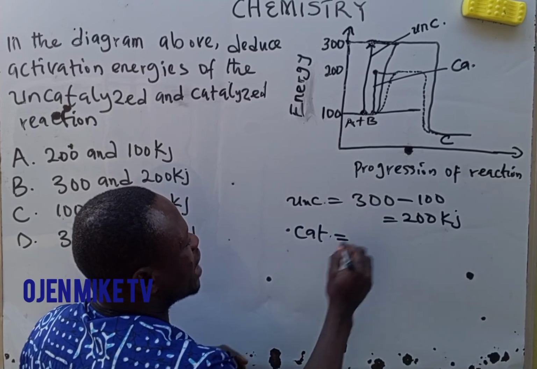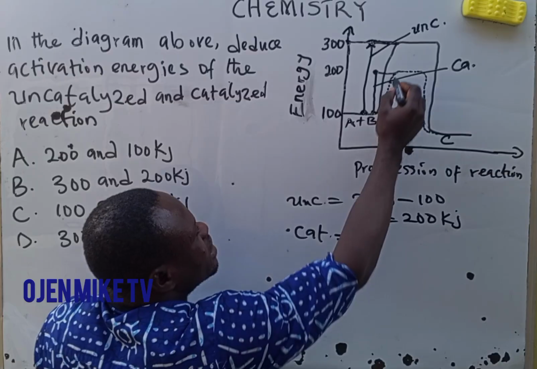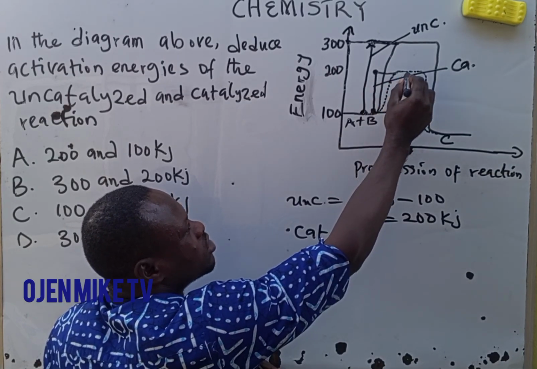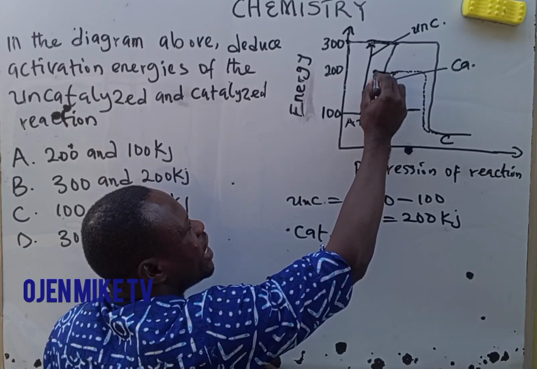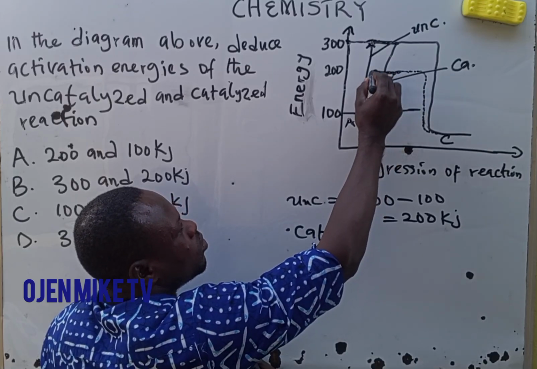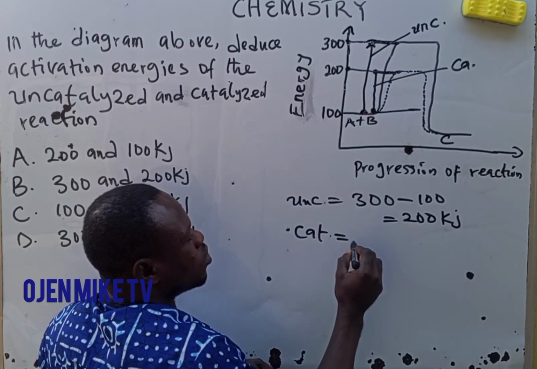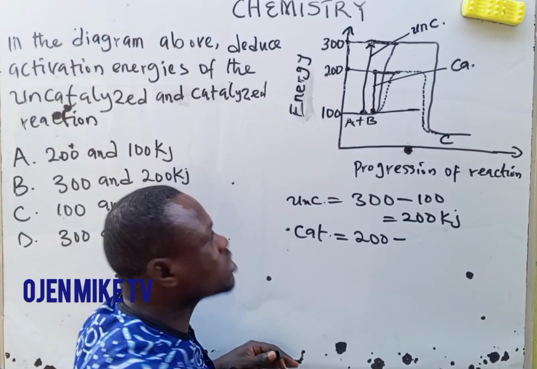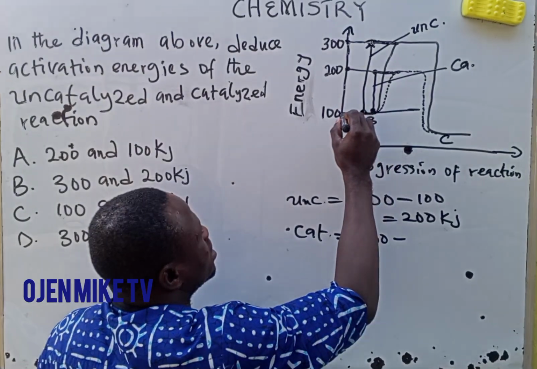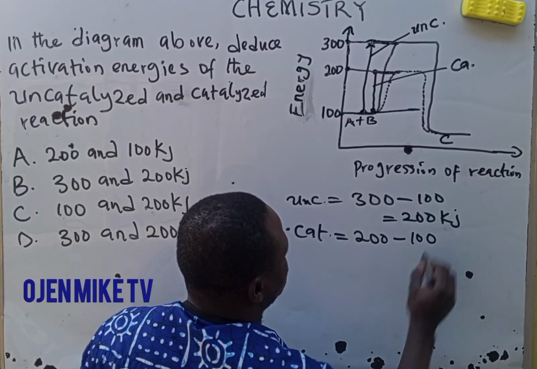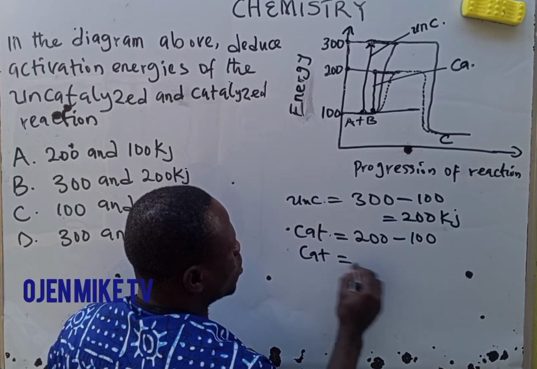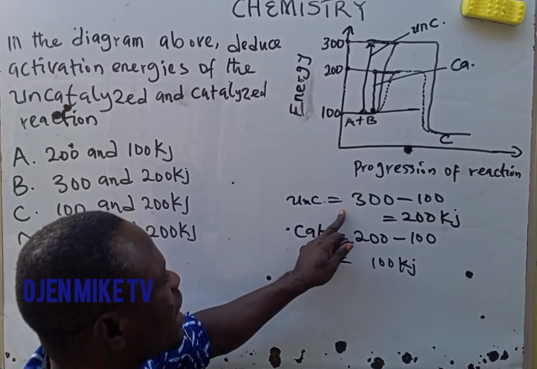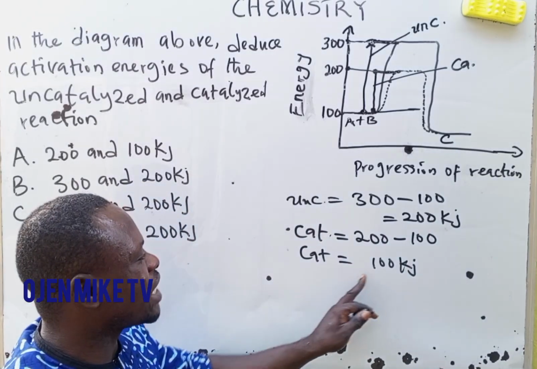Now let's look at the one of catalyzed. Look at the activation energy here from this point to this point. Now trace this point to the energy side. You get to what? 200. You minus it by where the reaction starts. Where does the reaction start? We have 100. So catalyzed is equal to what? 100 kJ. Therefore, our uncatalyzed is 200, while catalyzed is 100.